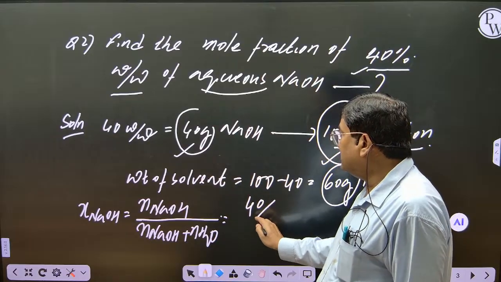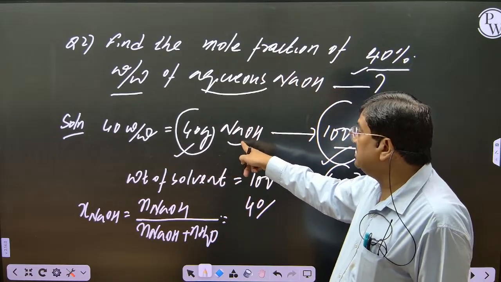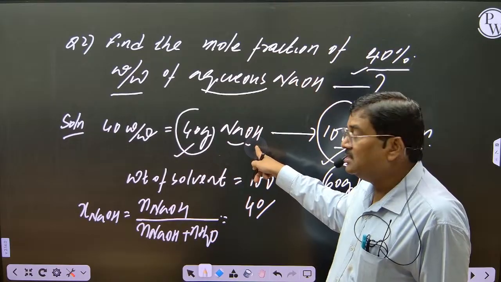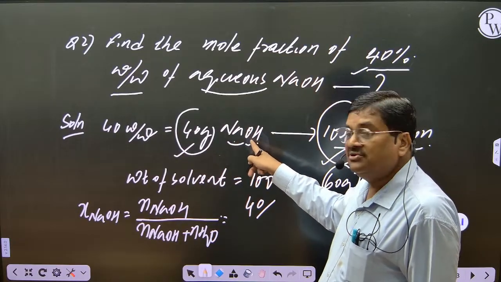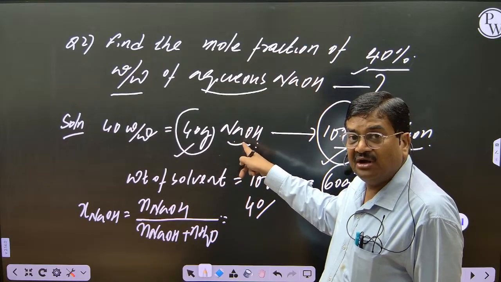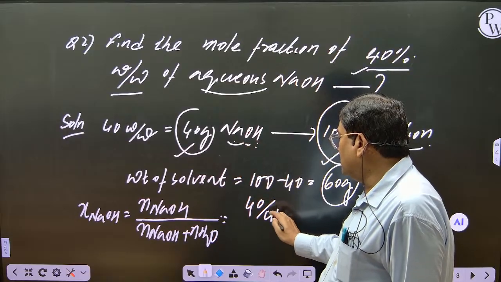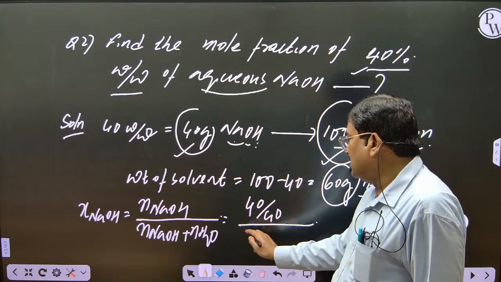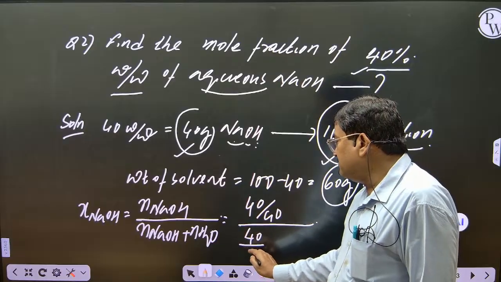What is the molar mass of caustic soda? Find out. 23 plus 16 plus 1. 23 plus 1, 24. 24 plus 16, that comes to 40. So 40 is the molar mass. 40 by 40, and in the denominator also 40 by 40.